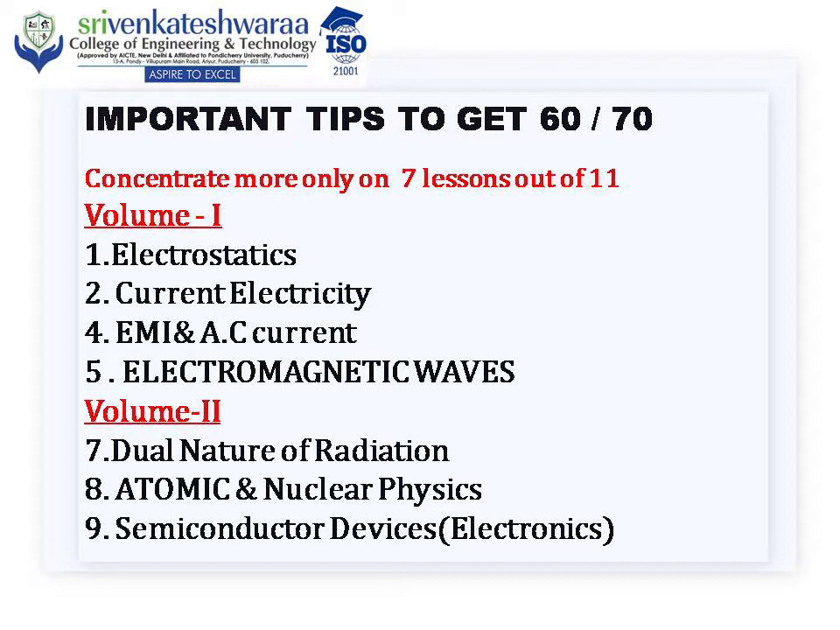In volume 1 you have to concentrate on electrostatics, that is lesson 1, lesson 2 current electricity, lesson 4 EMI and AC current, and lesson 5 electromagnetic waves. So you have to concentrate on these 4 lessons in volume 1. And in volume 2, the 7th lesson, dual nature of radiation, the 8th, atomic and nuclear physics, and the 9th, semiconductor devices. These are the 7 lessons. If you thoroughly study them, you should be very confident. Minimum you should score 60 marks out of 70.